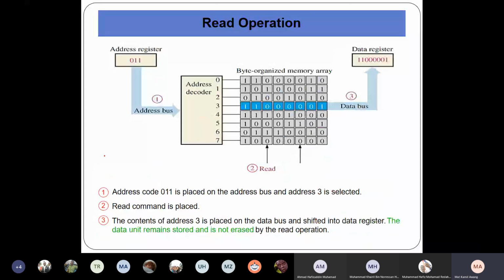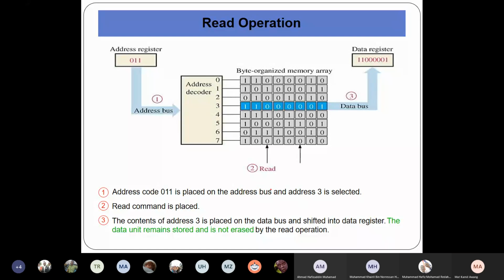Okay. Read operation. Read operation is the opposite of the write operation. But the process still starts with the addressing, with the address register. Let's say in the address register, you have 011. And this code 011 is placed on the address bus and sent to the address decoder. So the address decoder will decode 011 as row 3. So row 3 is high. The rest are low.